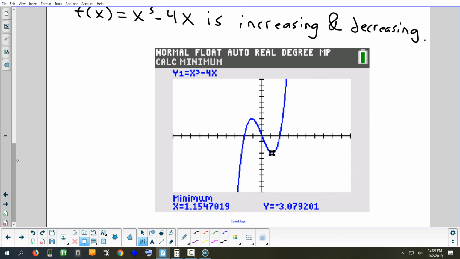We found the coordinates of this point. It's still on the screen. This one, if you just trust me, because I've done it before, it's negative 1.15, 3.08. So there's your min and your max. Okay. Increasing. Can somebody tell me where this graph is increasing? From where to where? Yeah? A to B and C to D.